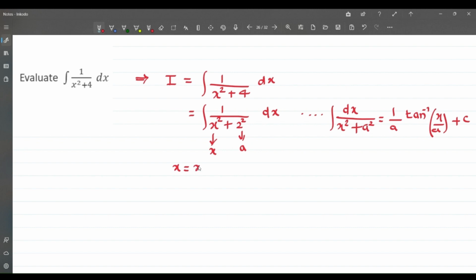So the value of x will be x and the value of a will be 2, not 2 square, only 2. We'll put these values in this formula: 1 upon a, that is 1 upon 2, tan inverse x upon a, the value of x is x divided by a, a is 2, plus c. This example is also for 2 marks. So the answer is 1 upon 2 tan inverse x by 2 plus c.